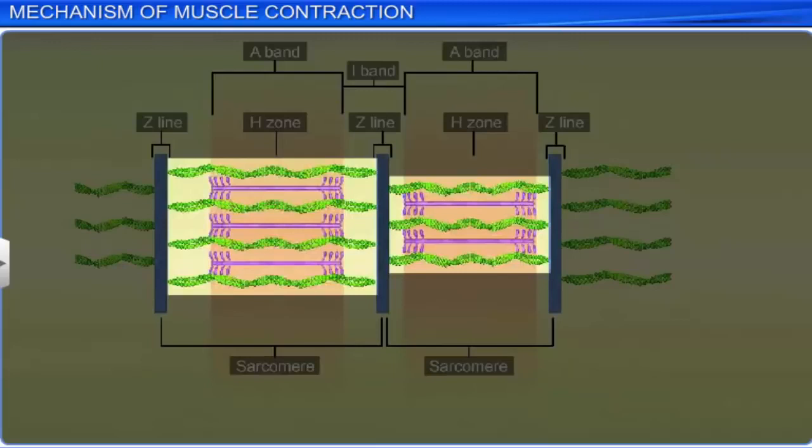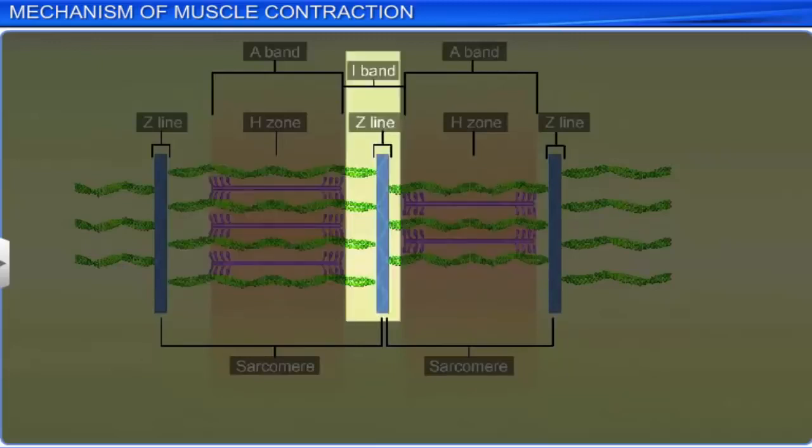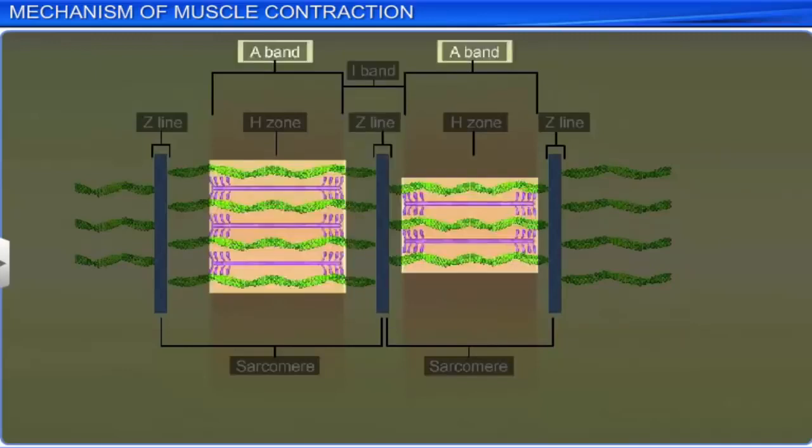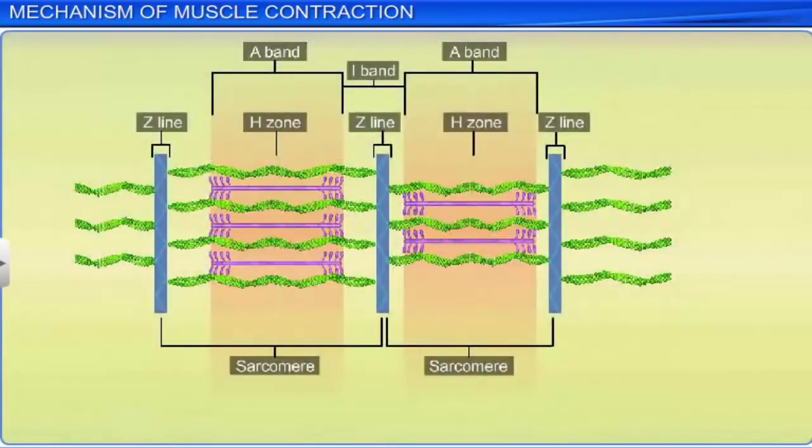During the contraction, the I bands are reduced, whereas the A bands retain their length. Interestingly, the filaments do not change in length, but merely slide over one another during a contraction.